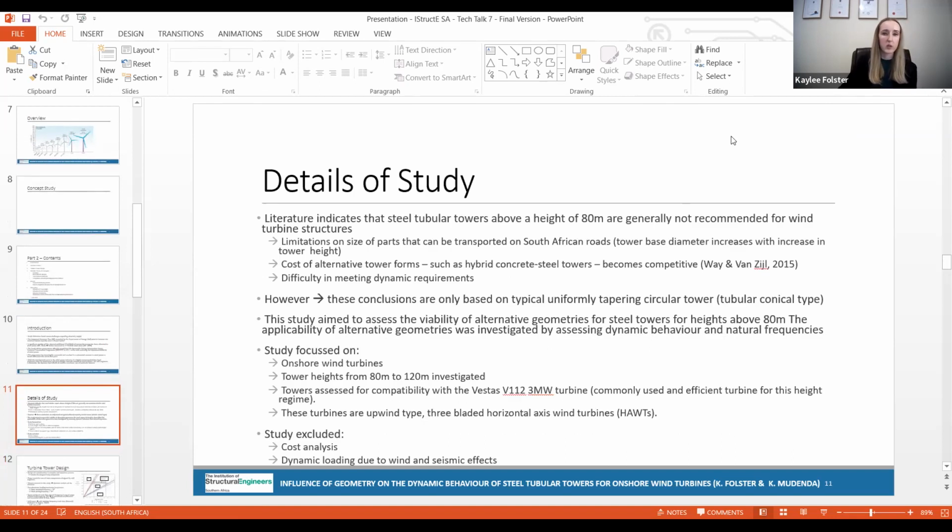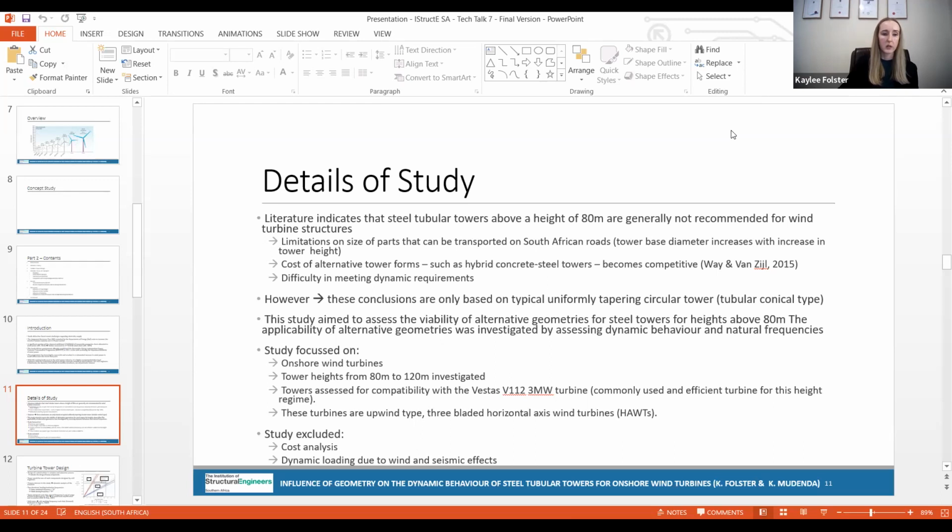When it comes to the details of the particular study, Kenny did touch on this. The study started out with a desktop investigation, a literature review. What we found was that steel tubular towers above heights of 80 meters are generally not recommended for wind turbine structures. This is because of limitations on the size of parts that can be transported on our roads. I think the limitation is around 4.2 meters on the size of a part that can be transported, and as these towers get bigger and bigger, the parts become bigger as well. That adds to some of the challenges.